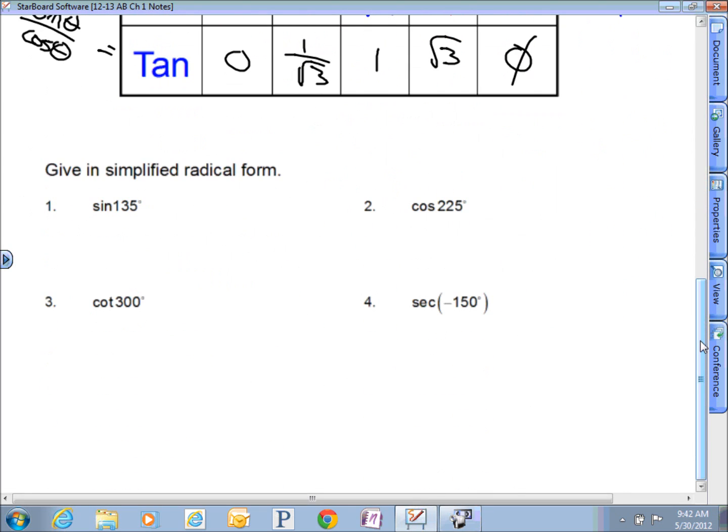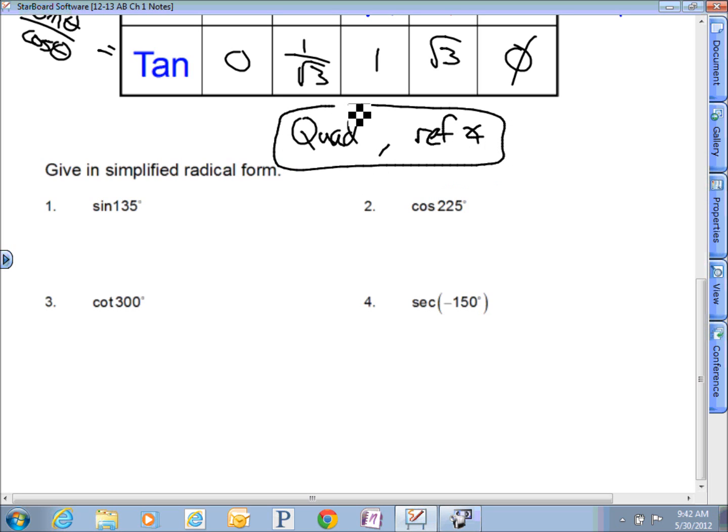Now let's give some of these values in simplified radical form. That does not mean that you have to rationalize a denominator, but what we're really looking for here are two things. I need to come up with a quadrant, and I need to come up with a reference angle. If you can come up with those two things, you can handle any trig problem.